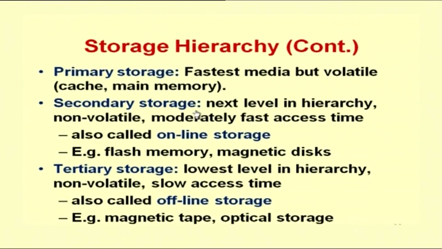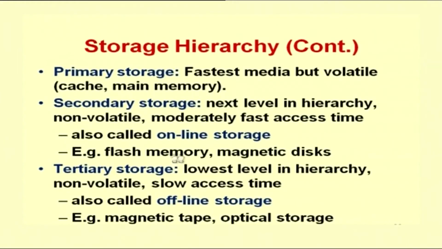Then we have the secondary storage, which is the next level in the hierarchy, which is non-volatile, with moderately fast access time. It is also called online storage. This is flash memory and magnetic disks. Tertiary storage is the lowest level in the hierarchy. It is non-volatile, but it has slow access time, and it is also called offline storage. Examples are magnetic tape and optical storage.